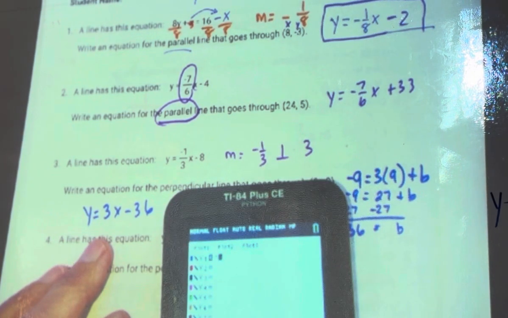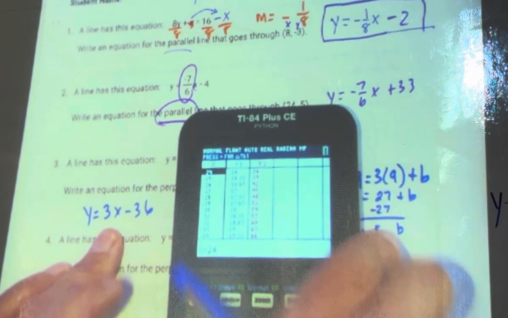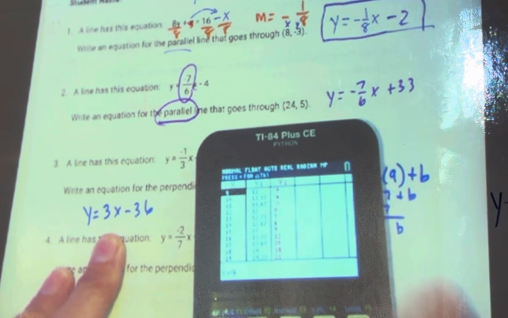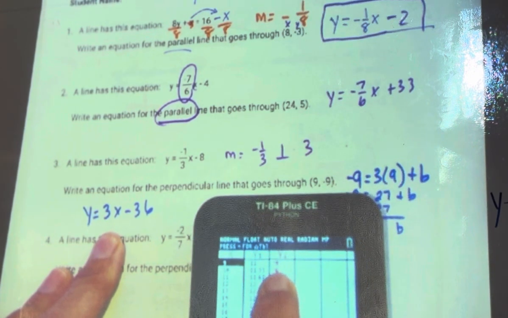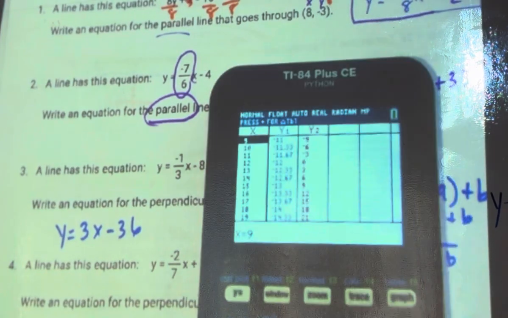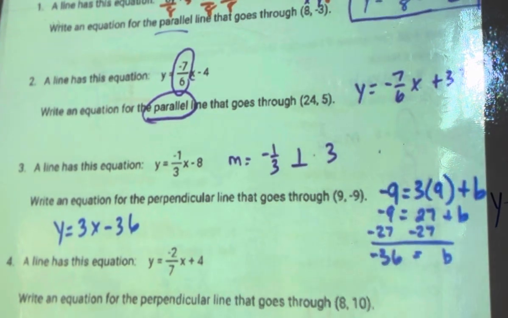So this is where the Zoom standard comes in. You have negative 1 divided by 3, x minus 8, and 3x minus 36. So, or actually Zoom square. So I can visually see it's kind of over here on the corner that it makes a perpendicular. And I'm going to go to positive 9, and I should have 9 and negative 9. My second equation was red. So, and that, see a little bit bigger, that point's in there. And there's my graph.